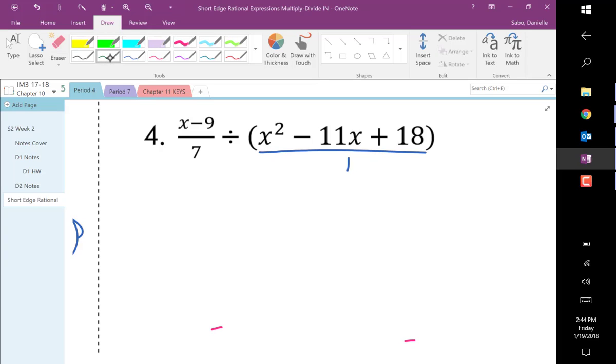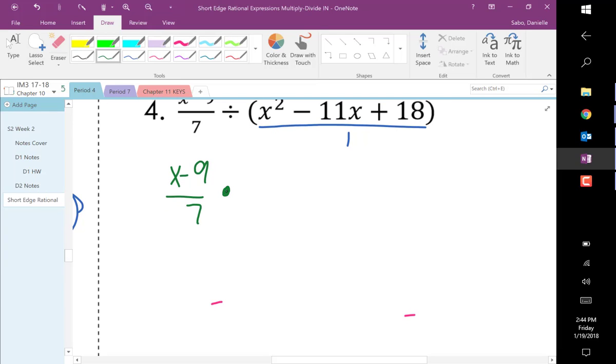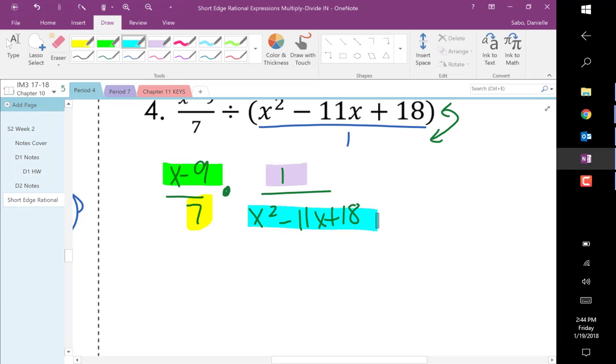Now we do our KCF, which is our keep. We're going to keep the first fraction, change to multiplication, and then we're going to flip it over. And now we're back to exactly what we just did on the last side, on the left side of your foldable. And what's nice about this one is there's really not a lot to do besides one of them. What color out of all of them do you think we're going to have to factor? The blue one. Very good.